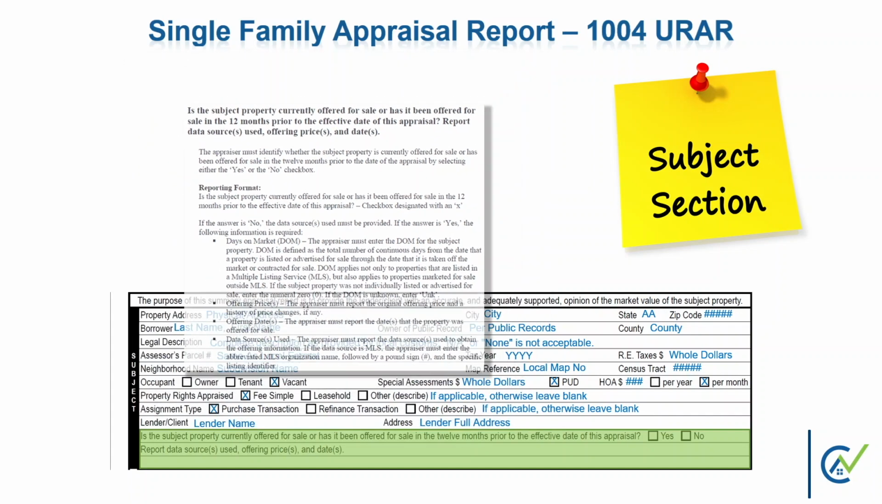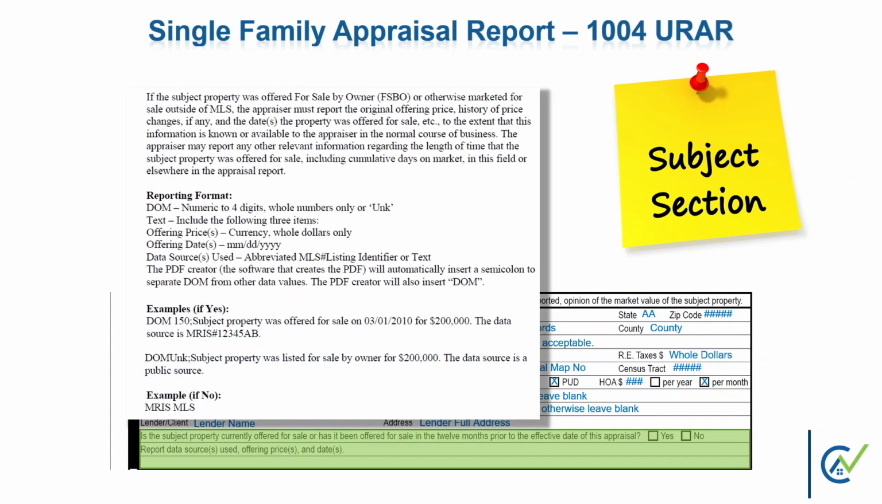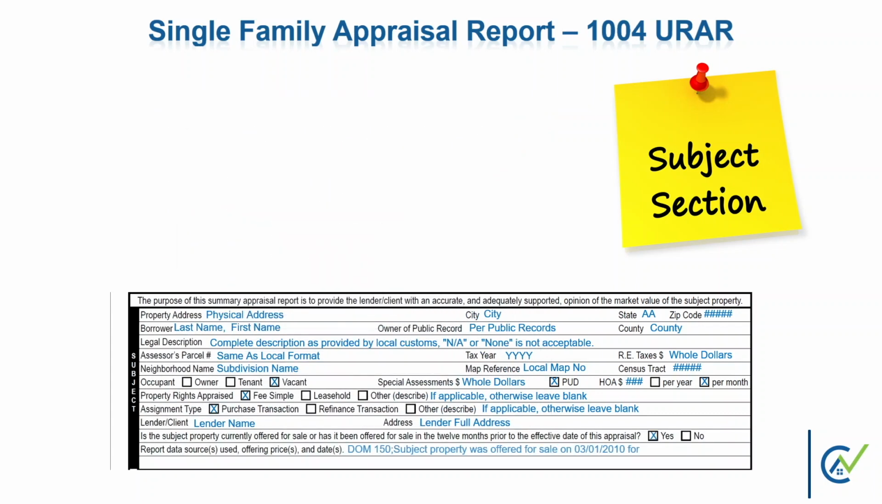The appraiser will additionally research and identify whether the subject property is currently listed for sale, or if it has been offered for sale in the 12 months prior to the effective date of the appraisal by selecting either the yes or the no checkbox. If the answer is no, the data source or sources used must be provided. And if the answer is yes, the appraiser must report on each occurrence or listing and provide the required information. For example, if the subject property is currently listed for sale and was previously listed 8 months ago, the appraiser must report on both offerings.